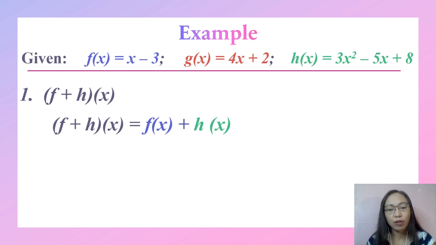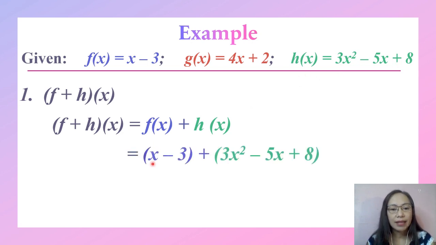As you notice, I have color coded this, so it will be easy to compare them or to find them. F of x here is taken from this x minus 3 here, and h of x, the green one, from here. So we have f of x is x minus 3, and then h of x is 3x squared minus 5x plus 8. We have followed the definition here. We have substituted.